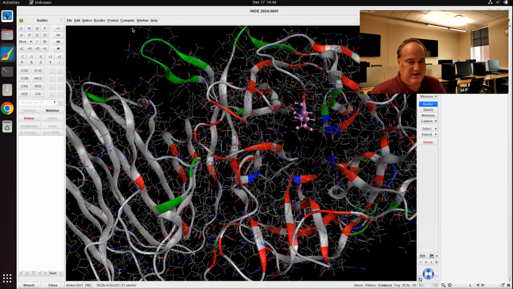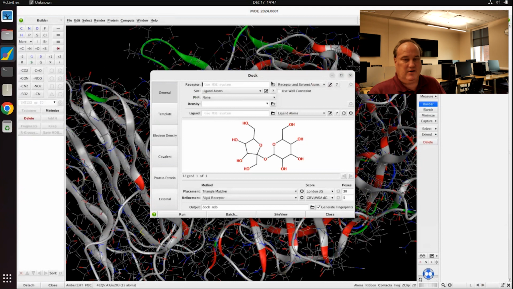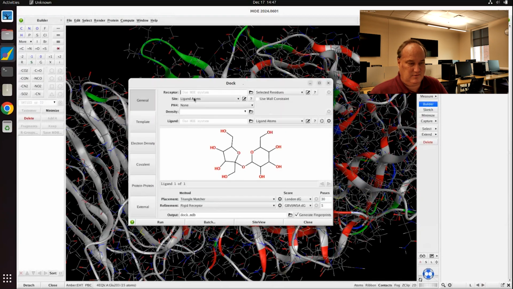And so then to do the docking, we are going to go to Compute, Dock, and this shows us what we're docking. Now usually when we have these dialog boxes, I like to start at the top and go down. So the first one is the receptor. It says use most systems. I'm going to use these selected residues because I want to target the glutamate 203 residue.